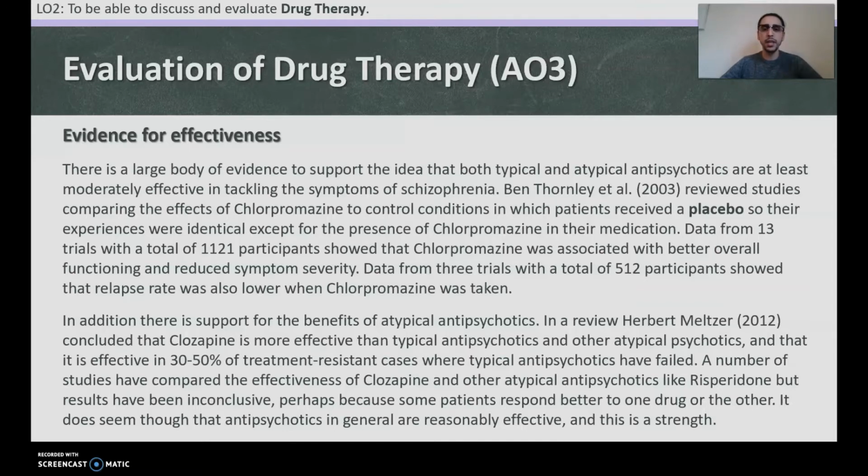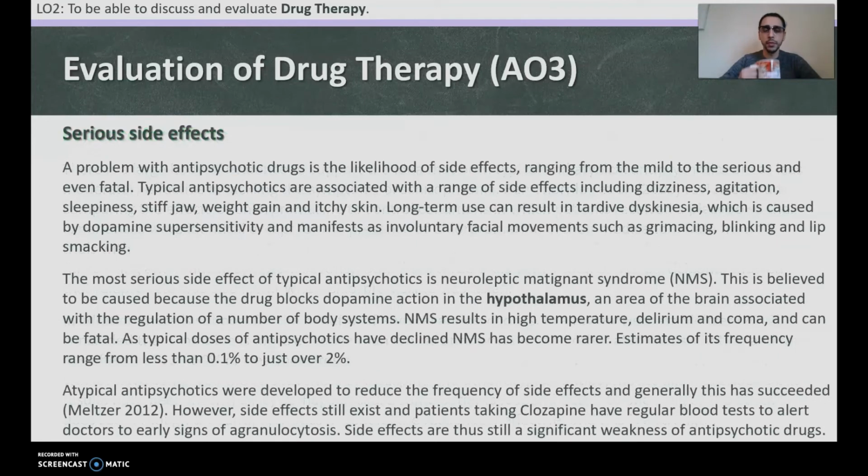Those people with schizophrenia, all of them will be taking some form of drug therapy. So it's really effective, and there's evidence to support that. Otherwise, psychiatrists, who are proper doctors, wouldn't be prescribing it. So there's a strength: there's effectiveness, and there's evidence for the effectiveness of these antipsychotic medications.